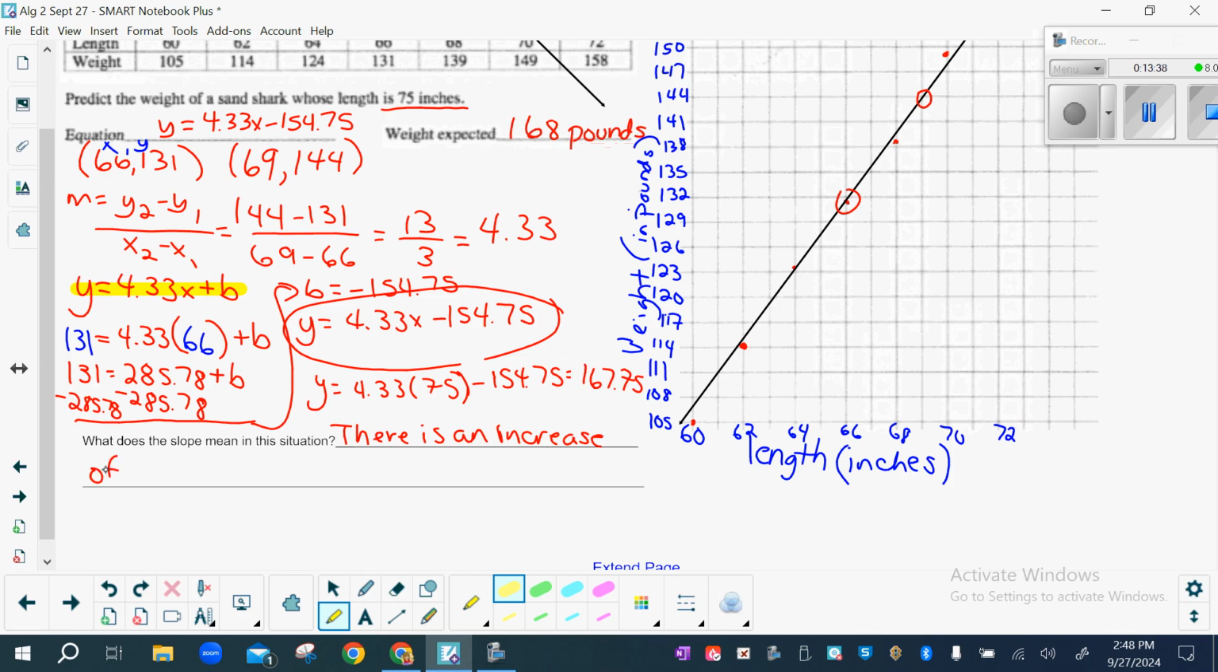And then we want to name what our slope is. 4.33. And then we want to use our units. 4.33 is the same as 4.33 over what? 1. Does that make sense? So, these are our y's on the top. So if you look at your y's in your table or on your graph, your y's are which? The length or the weight? So it's 4.33 pounds per 1 inch.